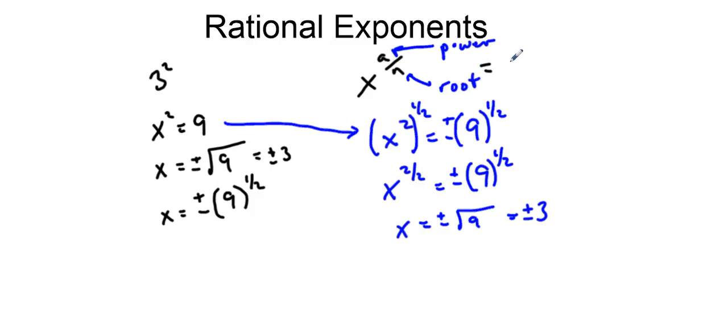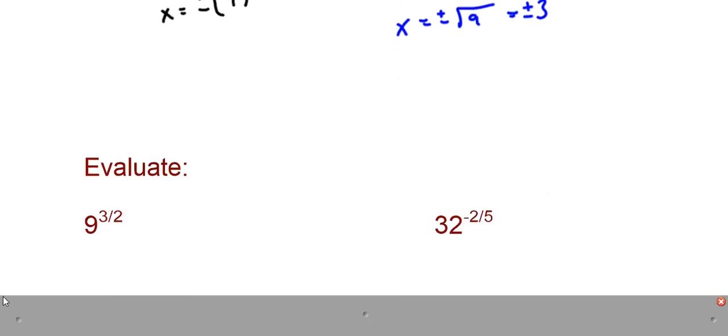If we would write x to the m over n power, n is the index, and m is the power on the outside. And that's how we can use rational exponents. The numerator is the power, the n is the root. So let's take this out and evaluate some. What does this mean?